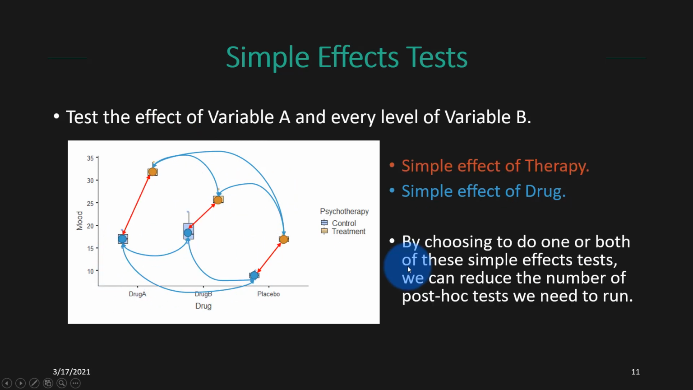So by adding those 2 sets of tests together, we can ask a lot of meaningful questions while running fewer statistical tests than if we did the full set of pairwise comparisons.